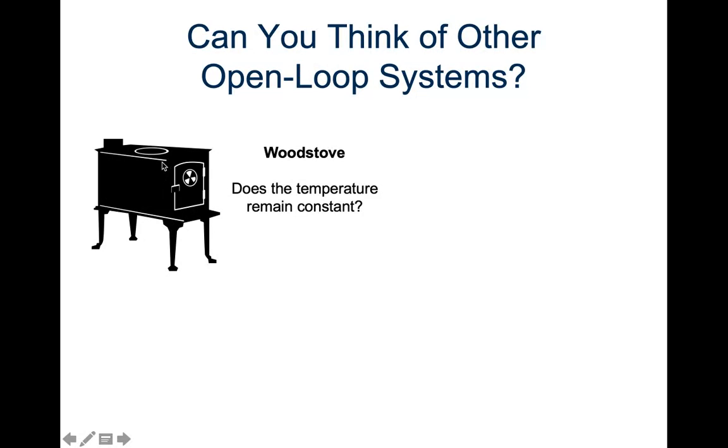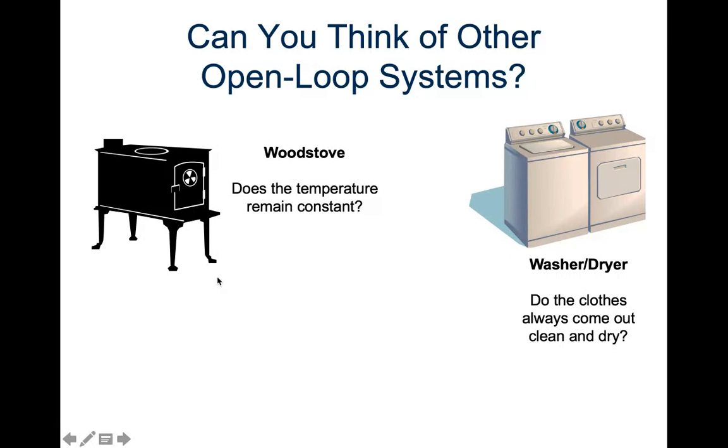Other open loop systems, a wood stove, right? This is an old way that people used to cook and heat the room. Some people actually still like to use these today. You put wood in it, and it may or may not keep the room at a constant temperature. It takes somebody working it, putting wood in there. Sometimes the room's hotter, sometimes colder.